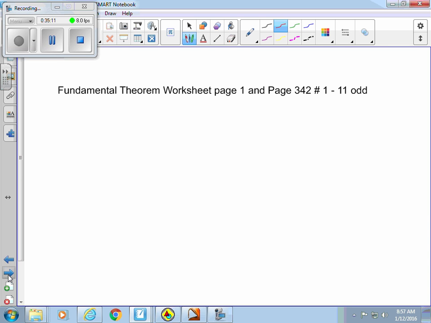Okay, your homework for tonight is page 1 of this worksheet. Not even the back, like just the front page of this worksheet. Right here. And 1 through 11 odd on page 342. What do you know about odds in your textbook? 1 through 11 odd, and this front page here.